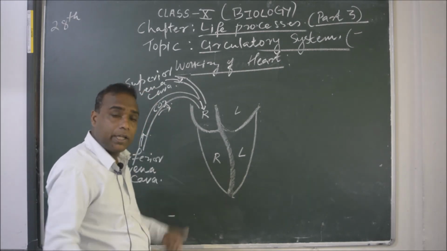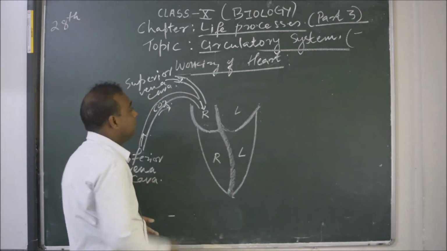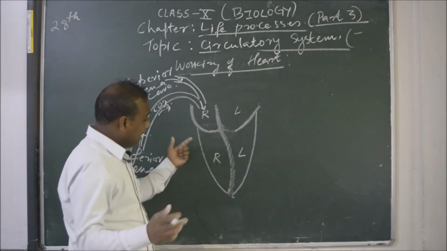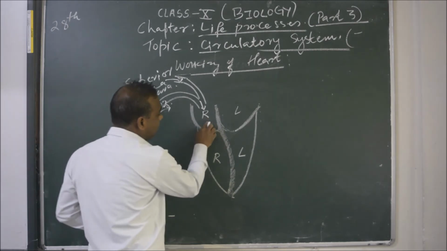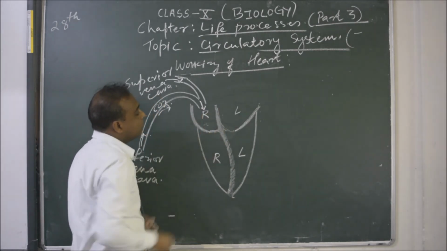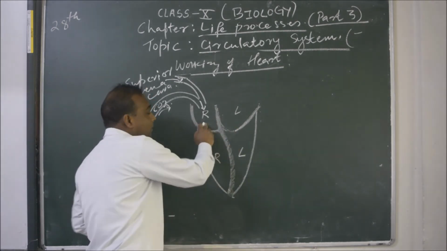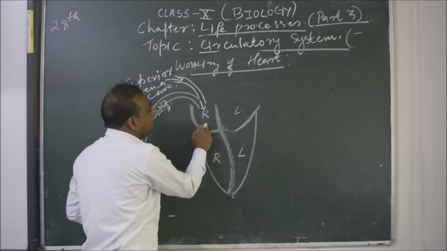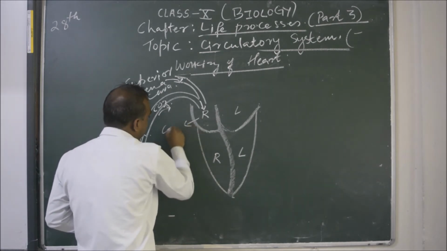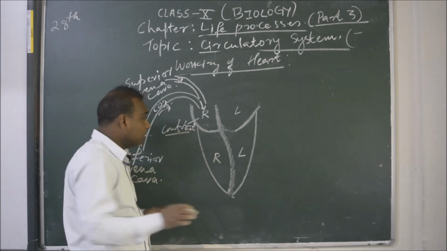From the body, the deoxygenated blood now comes towards the right atrium, from the head region and from the lower part of the body also. Now what happens next: when the blood enters here, the right atrium, which is in a relaxed position, first expands, and then contraction takes place.